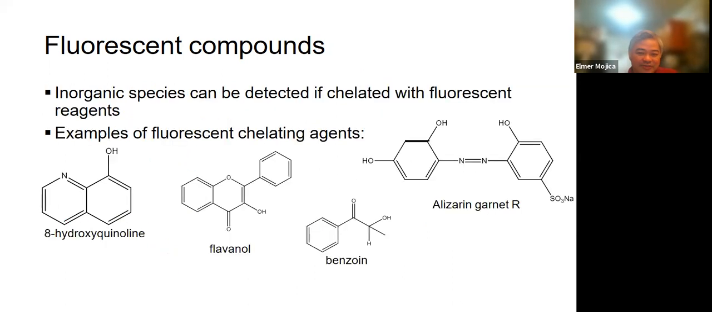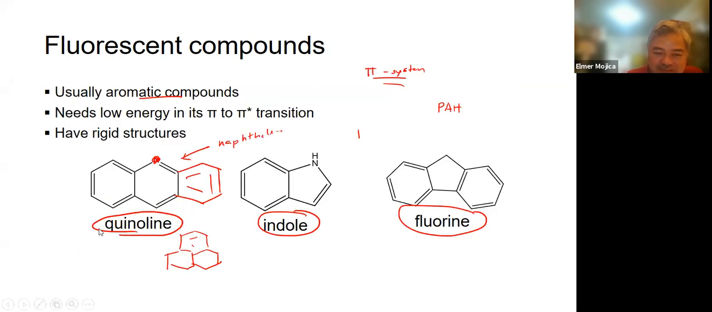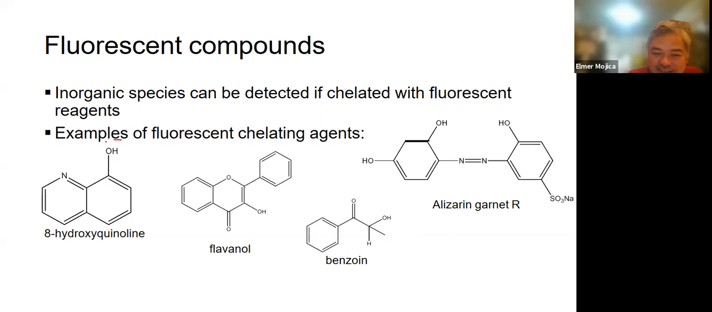Okay. So other fluorescent samples are what we call this one. So you have, see the difference here? Yung quinoline mo, dinagdag mo lang ng hydroxyl group, meron ka ng 8-hydroxyquinoline. And then you have a flavanol, benzoin, and the so-called alizarin. So these are fluorescent chelating agents. Okay, they are, we could say, a very useful method. That's why I told you about my experience that I have here.